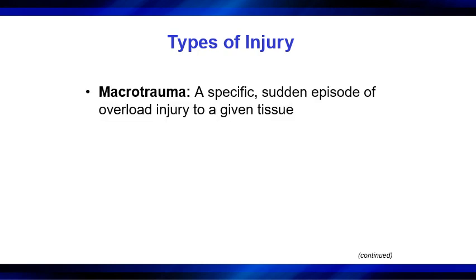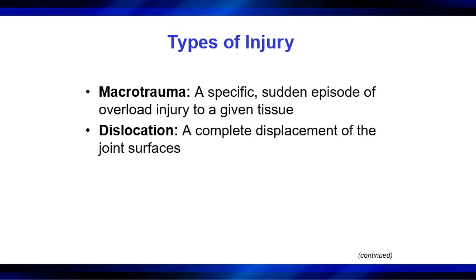So you have a macro trauma. This is classically what we think of with an acute injury. A macro trauma is a sudden, specific episode of overload or injury to a given tissue. So this is that one-time acute traumatic injury that happens in a sporting event, contest, or during some form of activity.